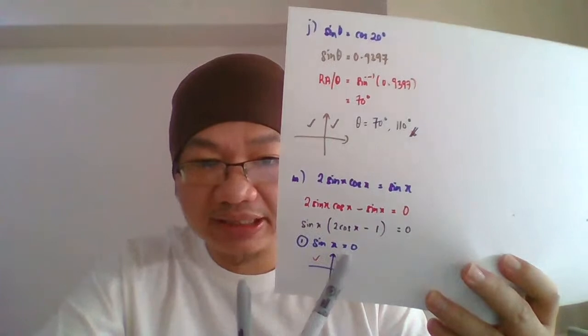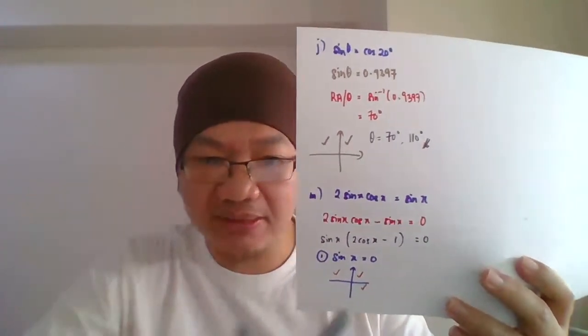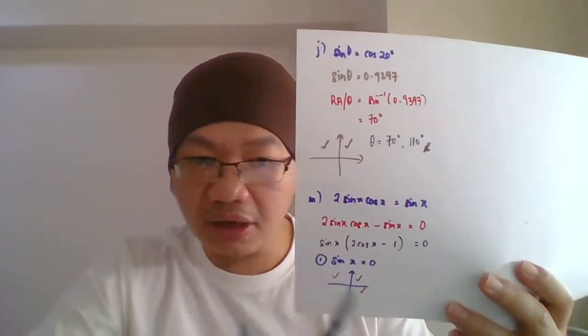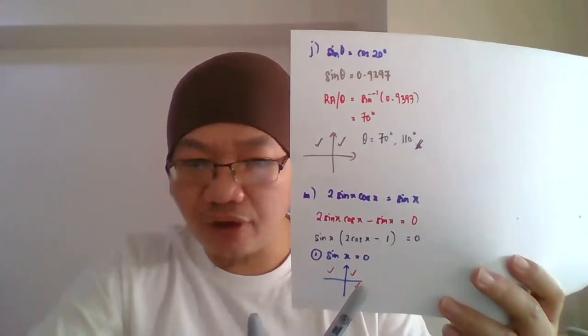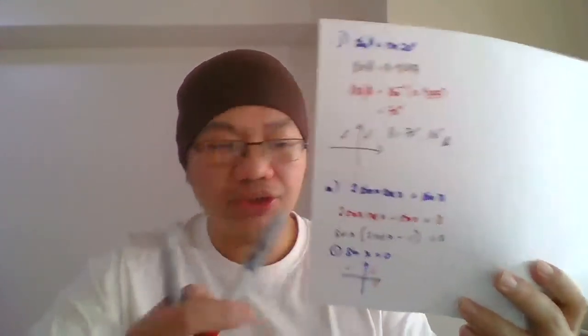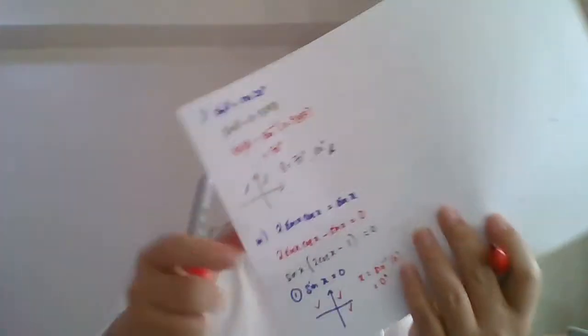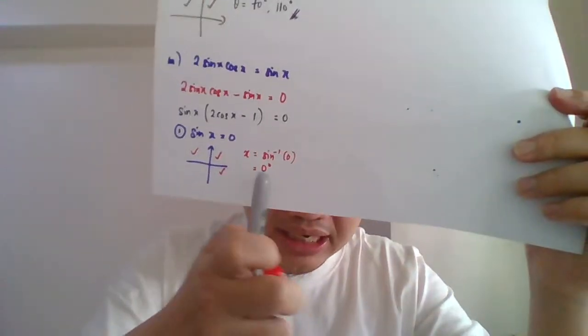Okay, second quadrant and the fourth quadrant. So there are 3. For sin x equal to 0, there's 3 possibilities: first quadrant, second quadrant, and fourth quadrant, the maximum of the fourth quadrant. So you find the x here. The x here will be sin inverse 0, right? So you are supposed to get how much? 0 degree.